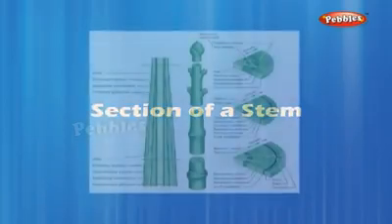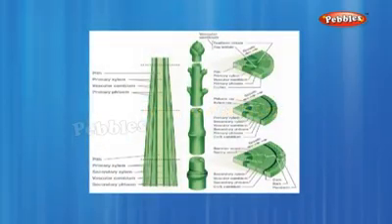Section of a stem. Take a plant stem and with the help of your teacher, cut it into very thin slices or sections. Now, stain the slices with saffron. Place one neatly cut section on a slide and put a drop of glycerine. Cover with a cover slip and observe under a microscope. Observe the various types of cells and their arrangement.